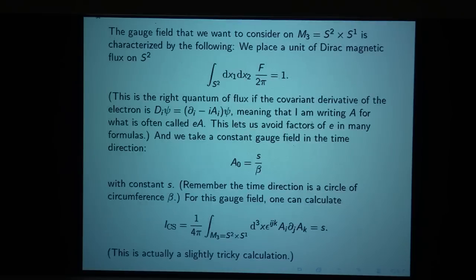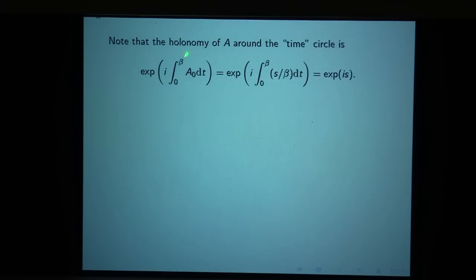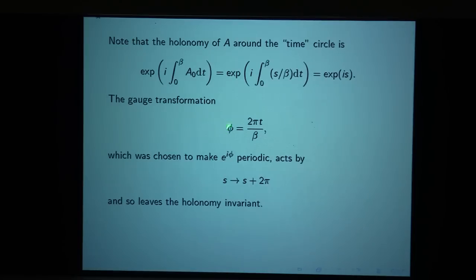Now, with the A we picked, with the A in the time direction being a constant s over beta, you see that the holonomy in the time direction is easily calculated, and it's just e to the is. Now, let's consider a gauge transformation where phi is 2 pi t over beta. So phi is not a periodic function of time, and therefore this is not a single-valued gauge transformation if you think phi is supposed to be single-valued. But I've chosen it to make e to the i phi a single-valued function of time with period beta.